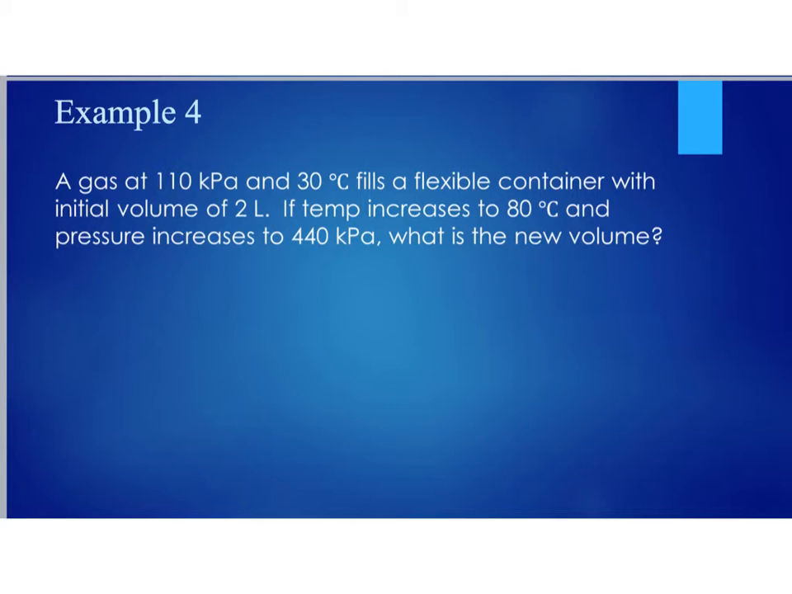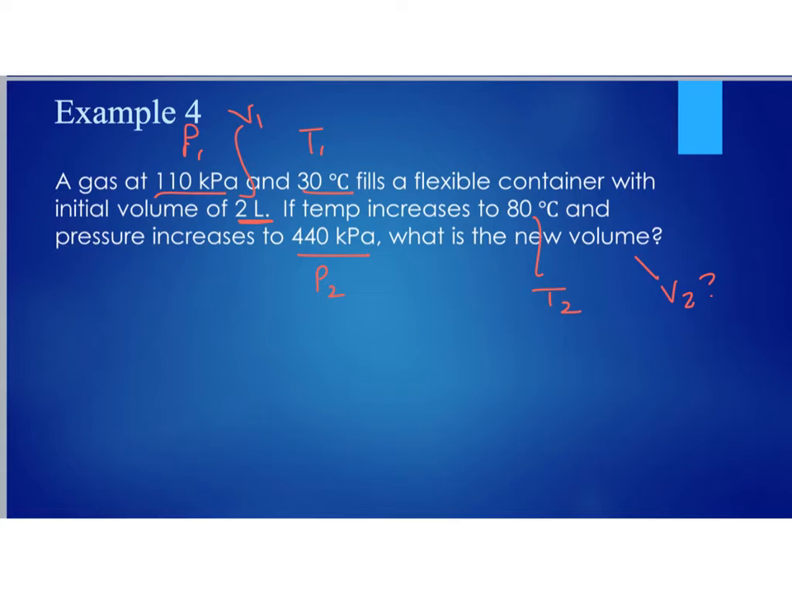First of all, I am given a pressure, so I'm going to call this P1, a temperature, T1, and an initial volume, so this here will be my V1. Then after the temperature increases, I have a second temperature, my pressure increases, so this is going to be my P2, and then I have to find out what my V2 is.